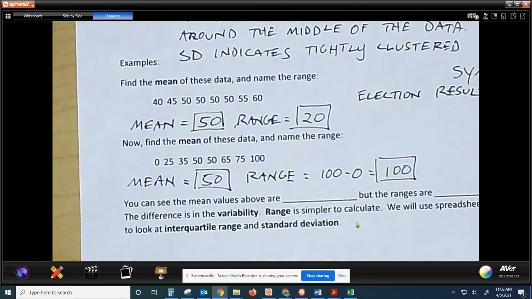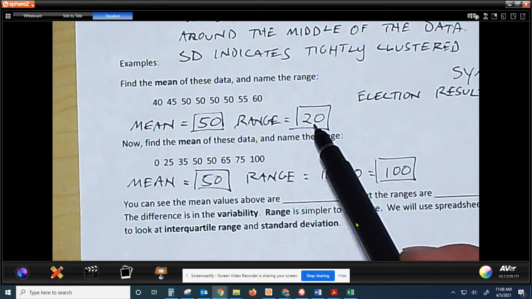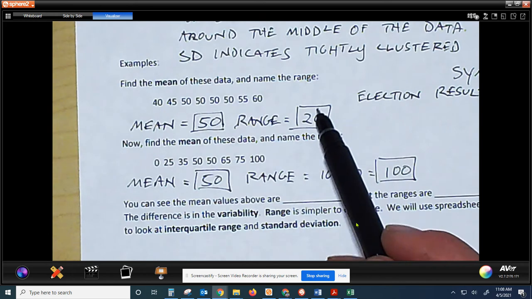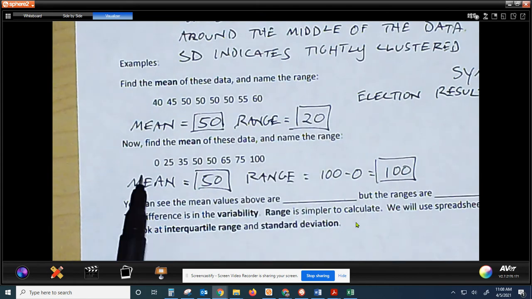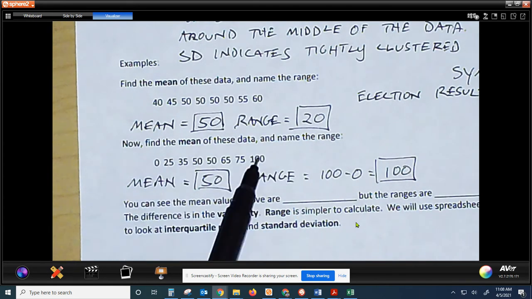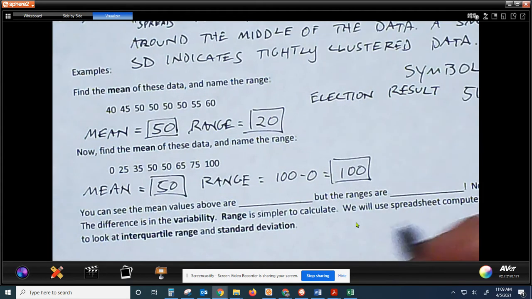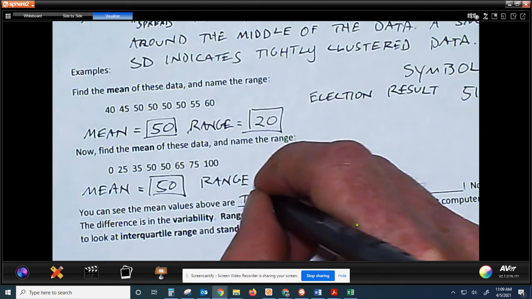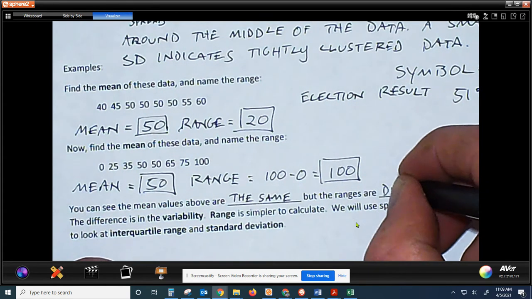So here's an example of where the mean can come out identical. This one has an average of 50. This one has an average of 50. But it's about the variability in the data. Those are the two big differences here. This one, everything's between 40 and 60, so the range is 20. This one, if these were grades, they go between 0 and 100. So the range is the full spread of data from 0 to 100. You can see above that the mean values are the same, but the ranges are different.